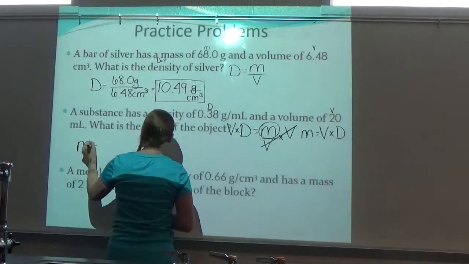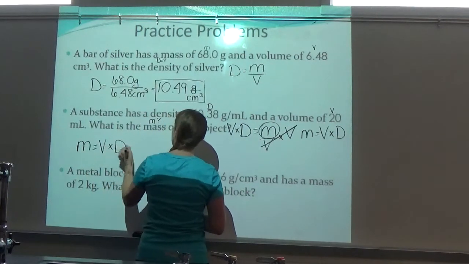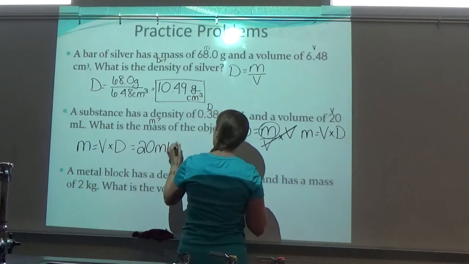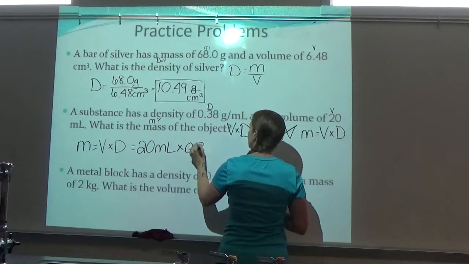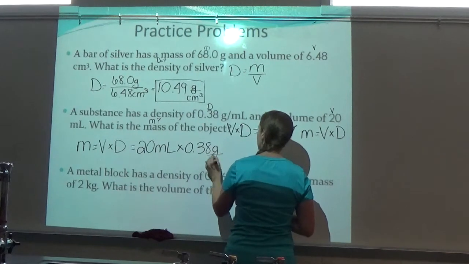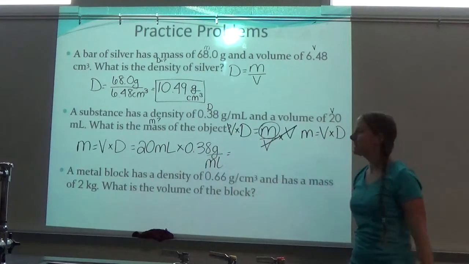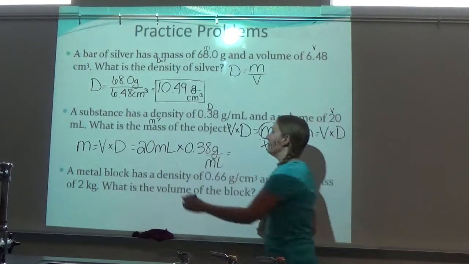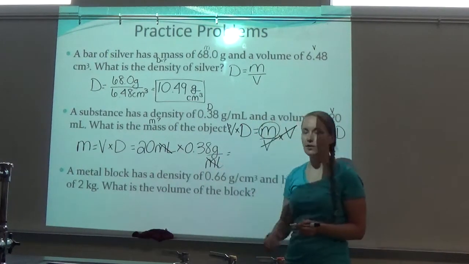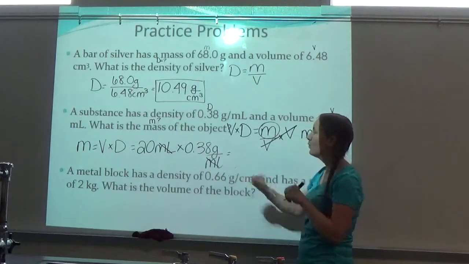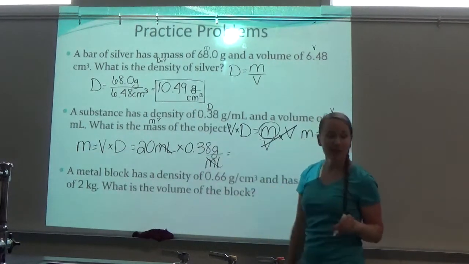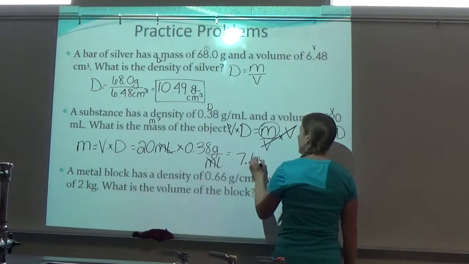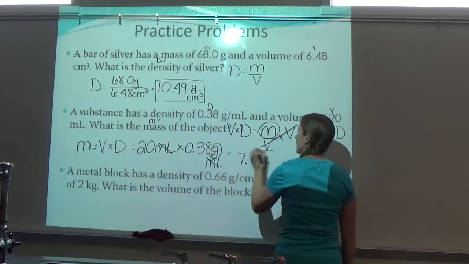All right, so mass equals volume times density, so then I just plug in. My volume is 20 milliliters. My density is 0.38 grams per milliliter. Now, I know some of y'all like to write it with a slash like that, but when you're doing math, it really helps if you actually write it on bottom, because then you can see that they cancel out, because 1 milliliter is in the numerator and 1 is in the denominator. So I just multiply my two numbers. When I multiply, I get 7.6, and then the unit that I'm left with is grams, which is a unit for mass.